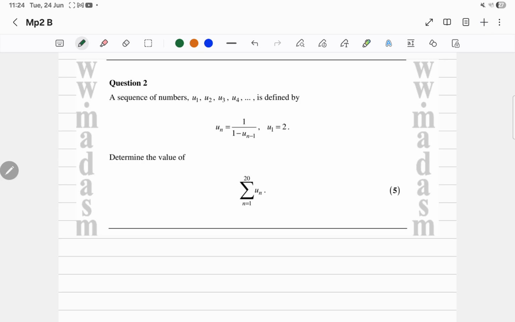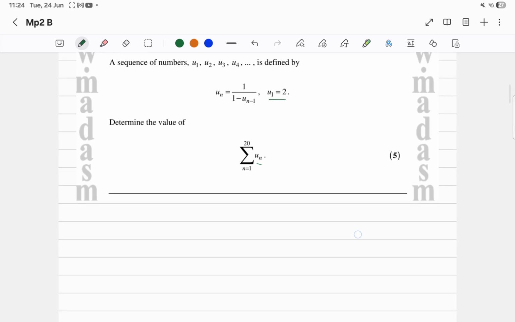Okay, so the next question: a sequence of numbers u1, u2, u3, u4 is defined by u n equals 1 over (1 minus u n minus 1), with u1 equals 2. Determine the value of the summation from n equals 1 to 20 of u n. First we should find some values of u, then check the symmetry of this sequence, and then we can find the sum.